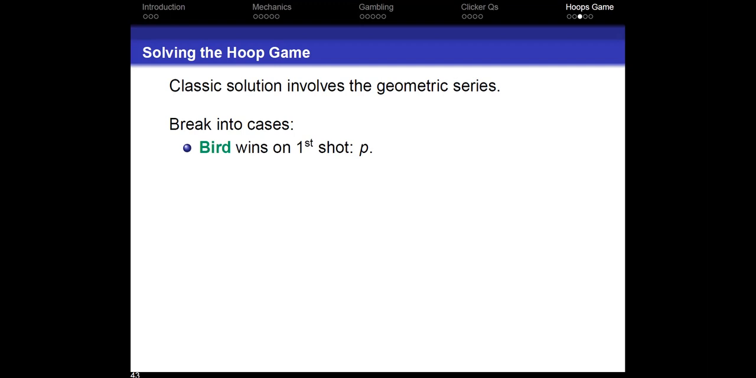Almost. It's not 1 minus P times P. It's close to that. It's 1 minus P times 1 minus Q times P. Magic has to miss, right? We are at least going to let Magic shoot. What is the probability Bird wins on his third shot?